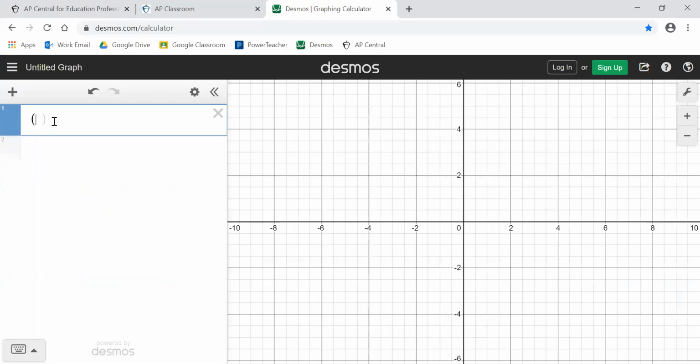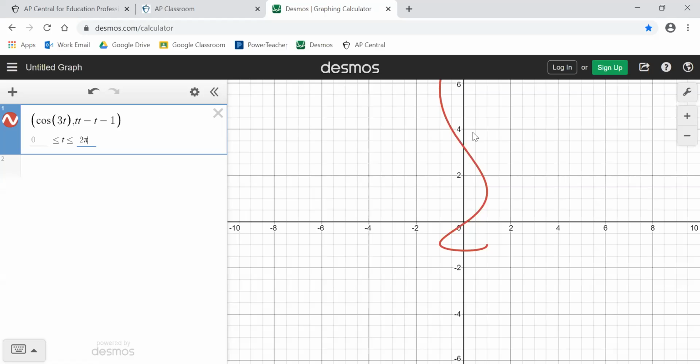So we've got the cosine of t and t squared minus t minus 1. And we're going from 0 to 2 pi. Everybody can see the graph now? I hope. Yeah.